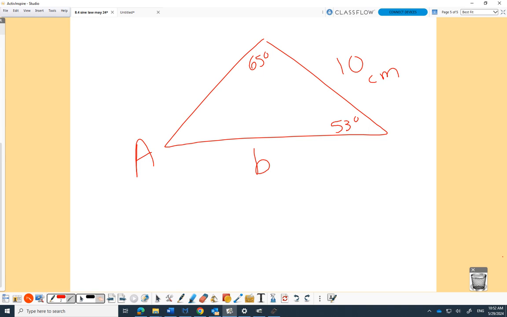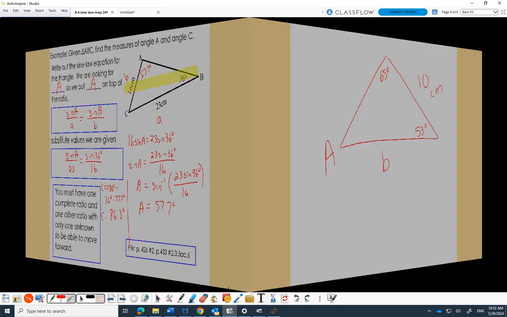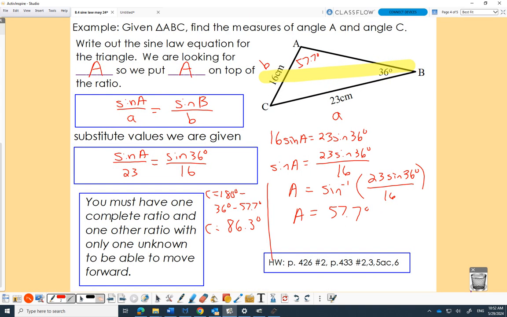Okay, and they want B. Do you have a matching pair of angles? Or sorry, matching angle side pair. You got 10, but you don't have this angle. You got B, you don't have B. You got this angle, but you don't have this side. And yet it is a sine law question. Mr. Todd is not a liar.